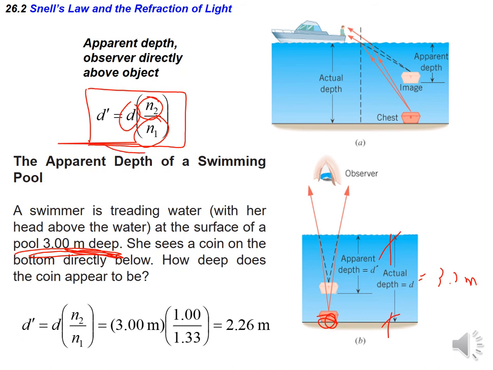So we're going to use this formula again. That's d', which is the apparent depth. d is the given depth, the actual depth, that's 3 meters, multiplied by 1.00 for air, over the index of refraction of water. So that's equal to 2.26 meters. So that is the vertical distance as perceived by the observer.